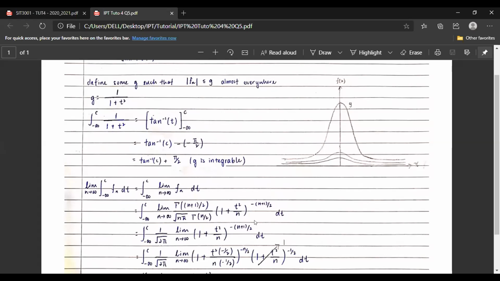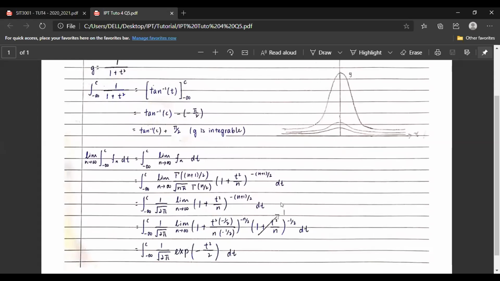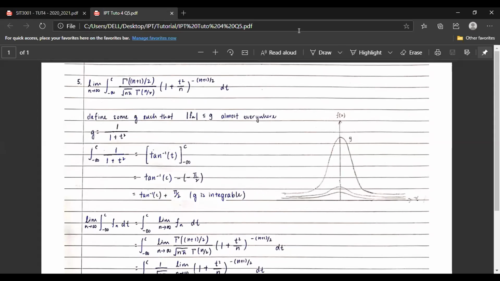You use 1 over 1 plus t squared. If you notice carefully, this is a special case of the t distribution with 1 degree of freedom. I think if you put n equals 1, it is almost the same. Does it really dominate?